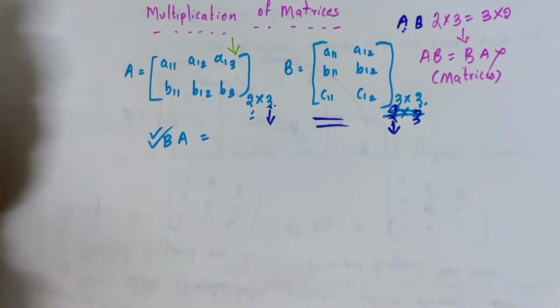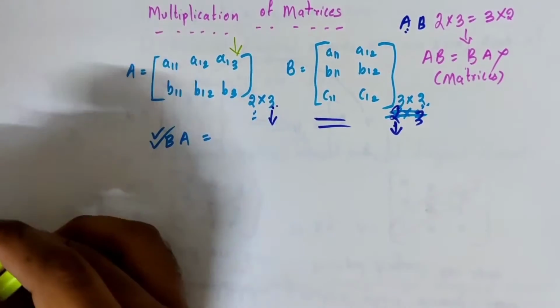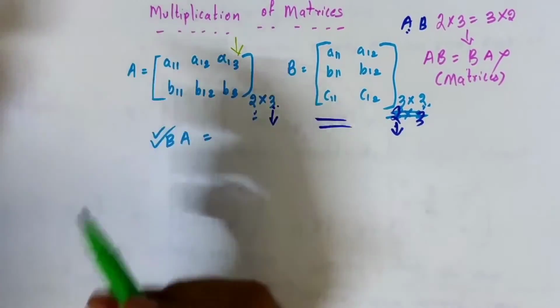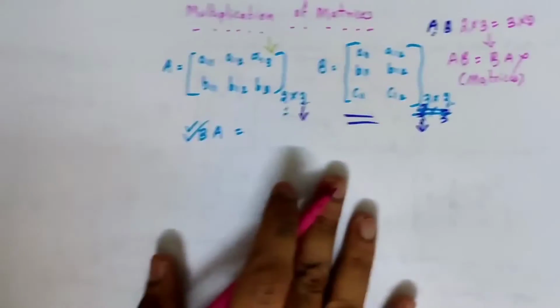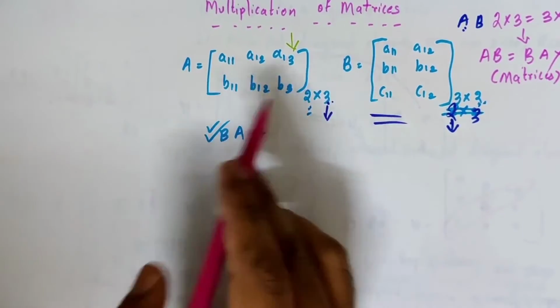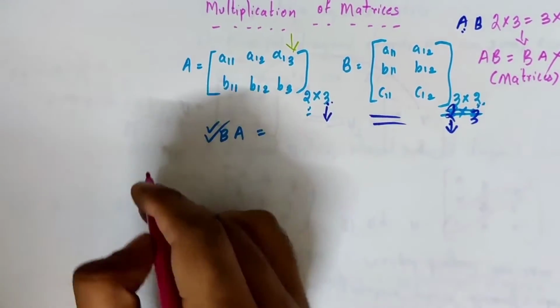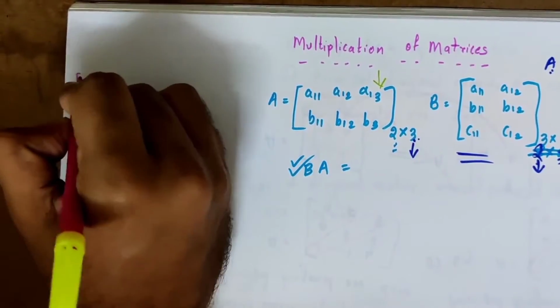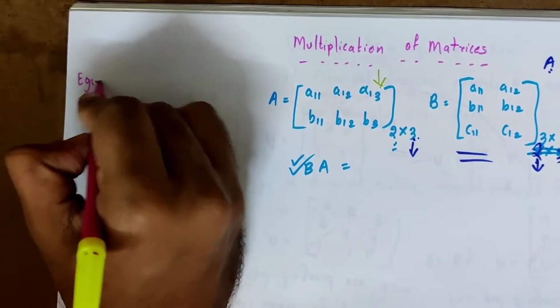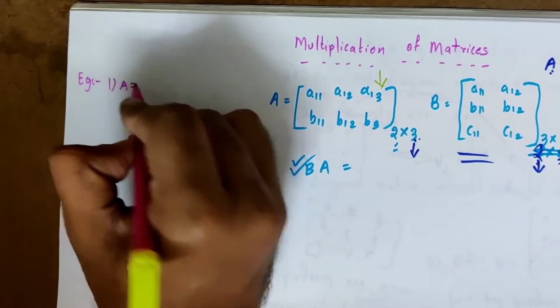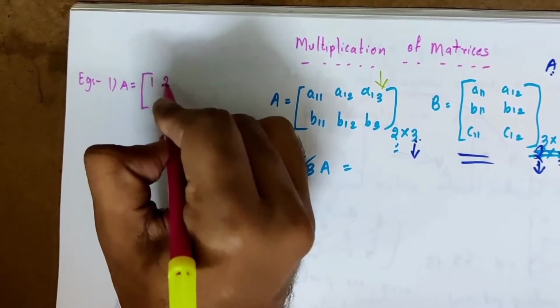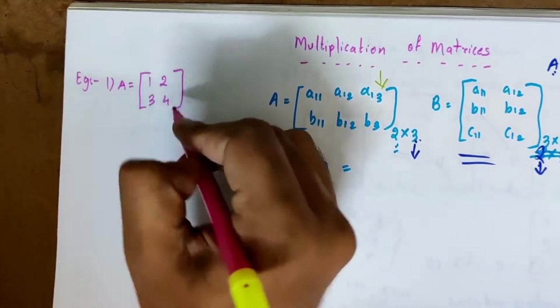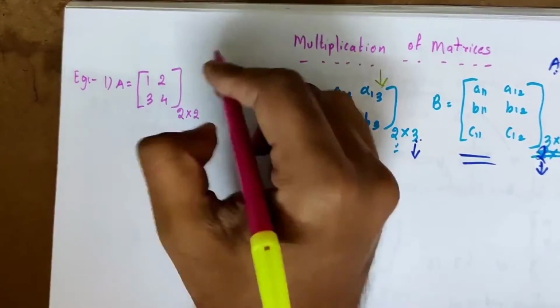Let me explain this concept with an example. Let me do one multiplication. I'll do 2 by 2 and 3 by 3 as well. So first of all, I am considering one example. I have two matrices. A is equal to 1, 2, 3, 4. What is this order? 2 cross 2.